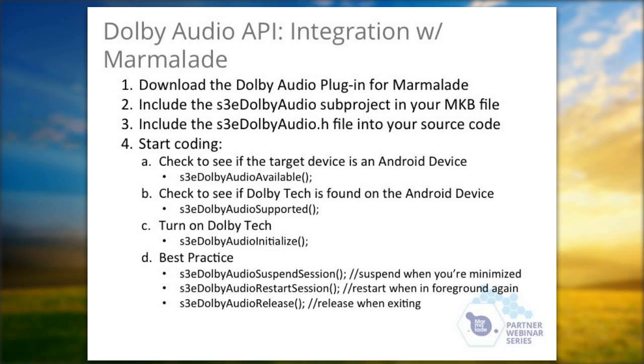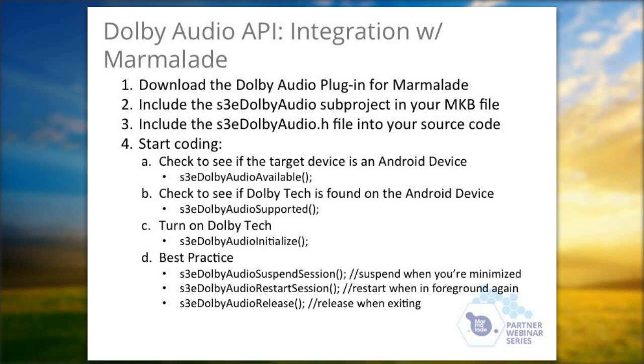So all you're going to do is call this function, S3 Dolby Audio Available. And what this does is it checks to see if the device you're deploying on is an Android device. So this solution right now is only for Android. We decided to start with Android, and we will be deploying onto BlackBerry and iOS very soon. But we want to make sure you as app developers check for this. So very critical you do that.